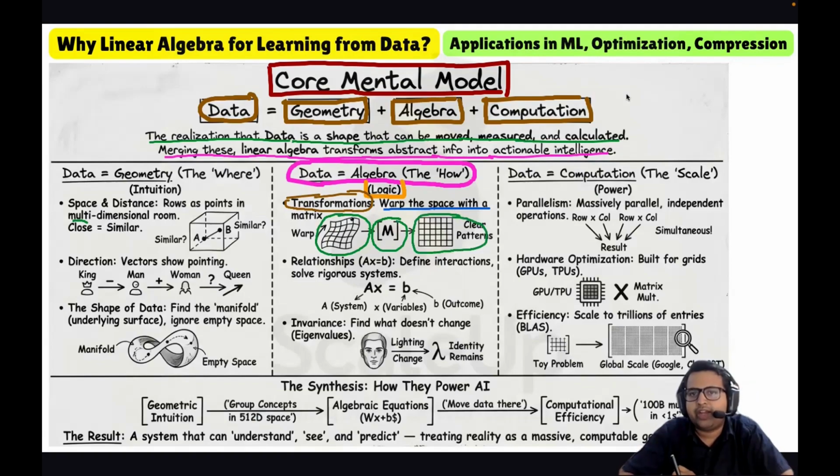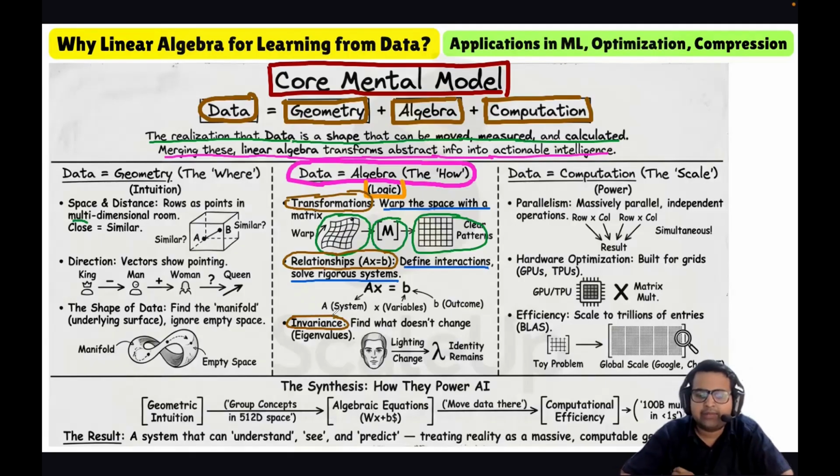Now, if we talk about data is equal to algebra, we have relationships. Algebra allows us to define how variables interact. So algebra defines the interactions. It turns a feeling about a trend into a rigorous system of equations that can be solved. So with algebra, we can turn the relationships into a system of equations which we can solve.